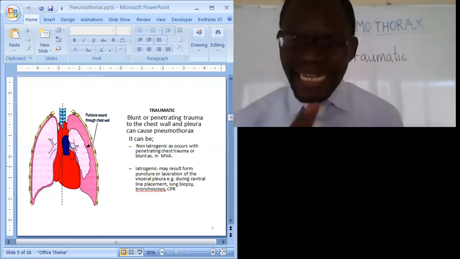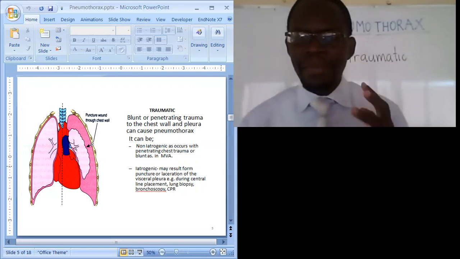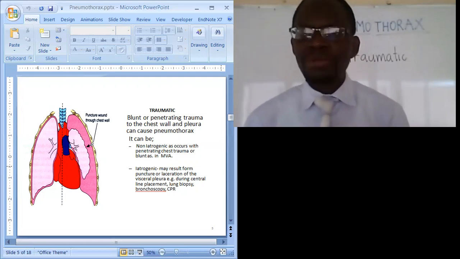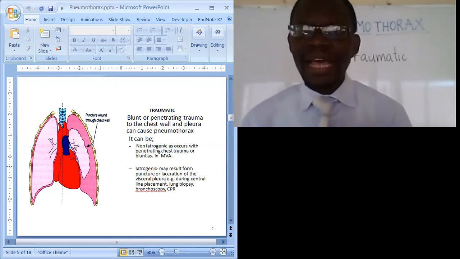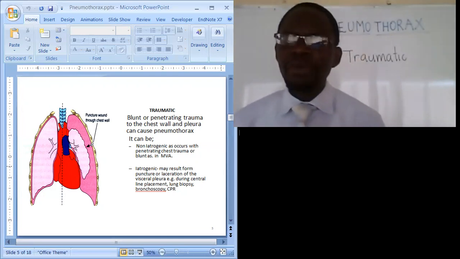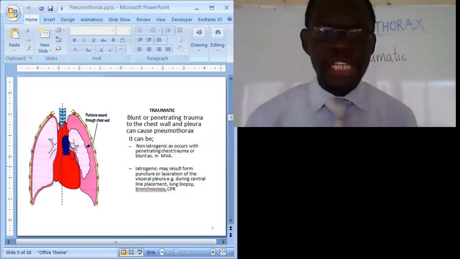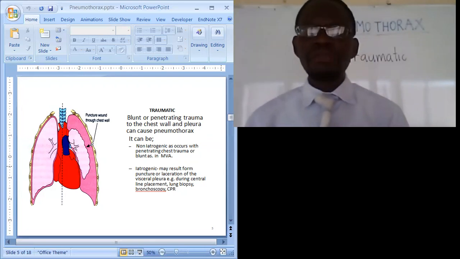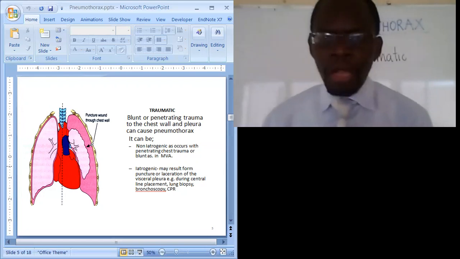So with traumatic pneumothorax as a mechanism, it can occur as a result of either blunt or penetrating trauma, and that trauma can be non-iatrogenic. By non-iatrogenic, we mean that it can be as a result of a fall, a stab on the chest, or a motor vehicle accident. Or it can be iatrogenic, whereby it is induced by the health worker.